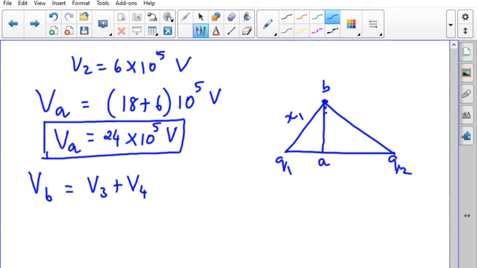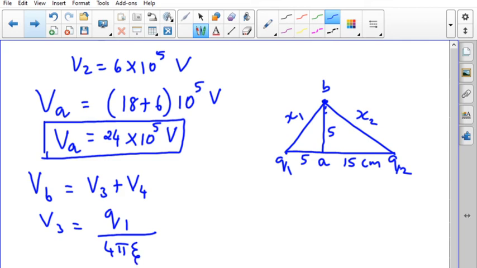Now this distance is taken as x1 and x2. This is 5 centimeter, this is 5 centimeter, and this is 15 centimeter. So at this point also you have to calculate the potential due to the first charge and the second charge, and the potentials are taken as V3 and V4. Therefore V3 is equal to Q1 by 4 pi epsilon naught x1.